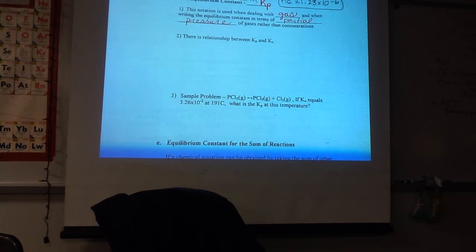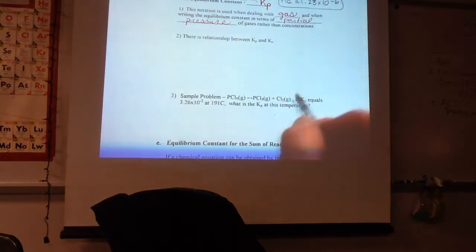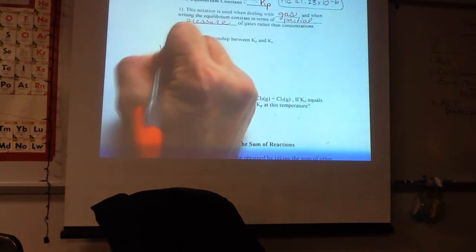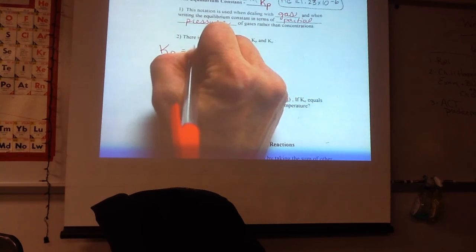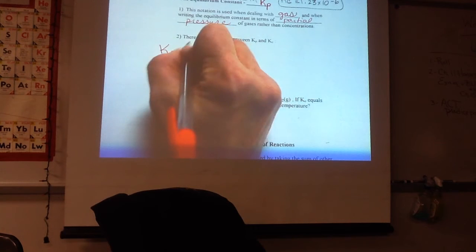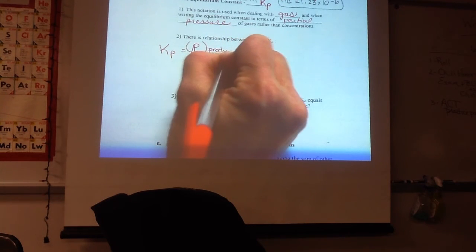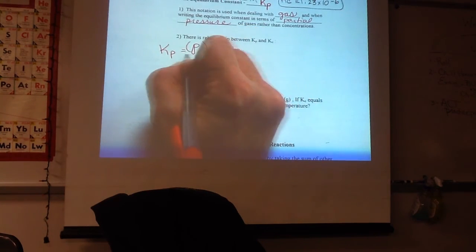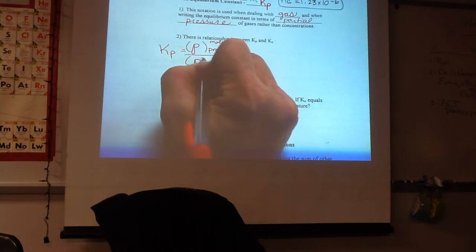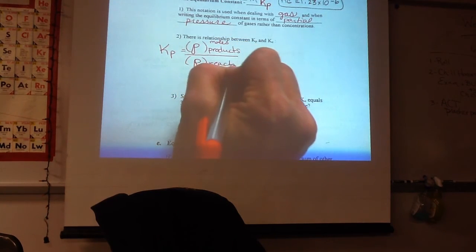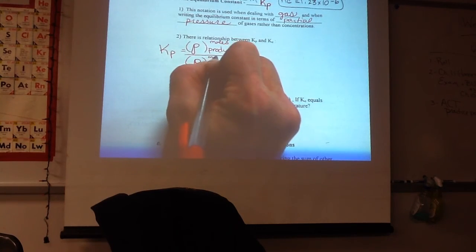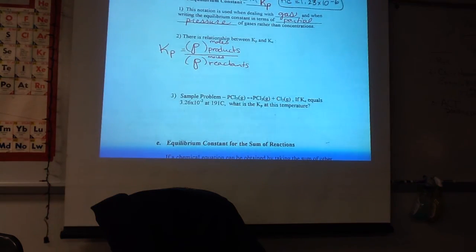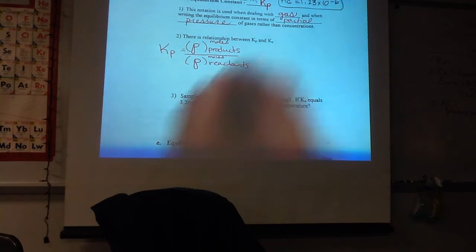And there is a mathematical relationship between Kp and Kc. You can go between one or the other. Let me write how Kp works. Kp equals the partial pressure of the products, just like you did with concentrations, and yes, you raise them to the moles, divided by the partial pressures at equilibrium of the reactants raised to the moles. The only difference here, folks, is you're dealing with partial pressures as opposed to molarities.